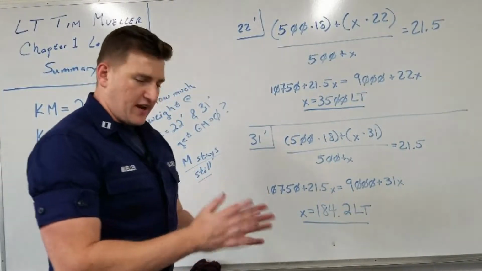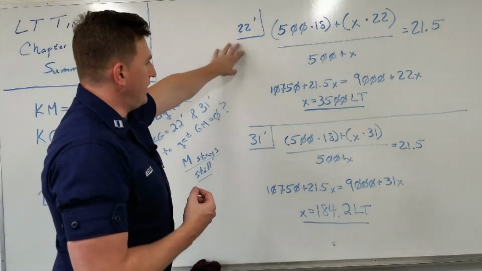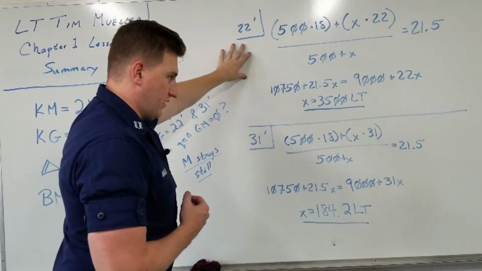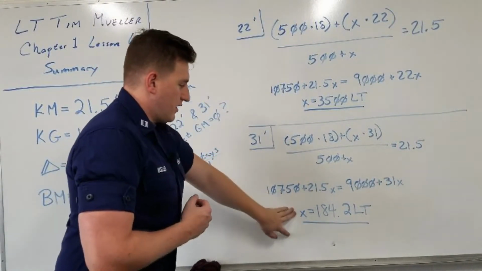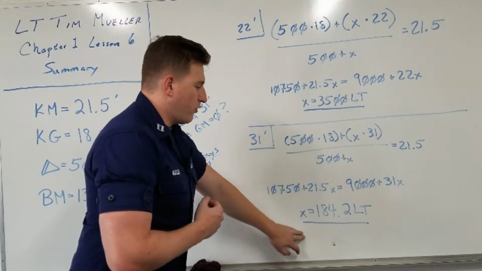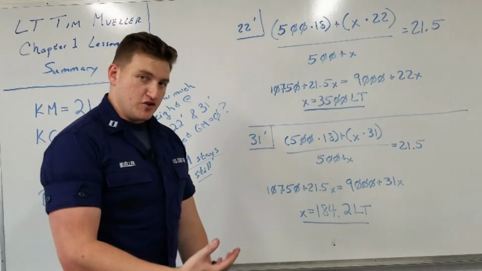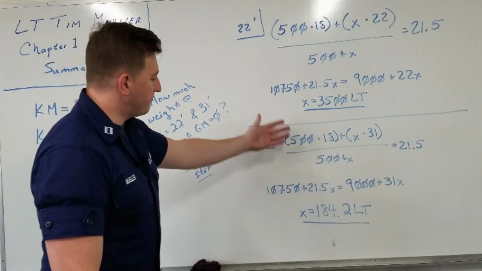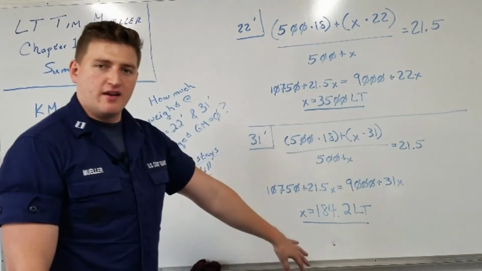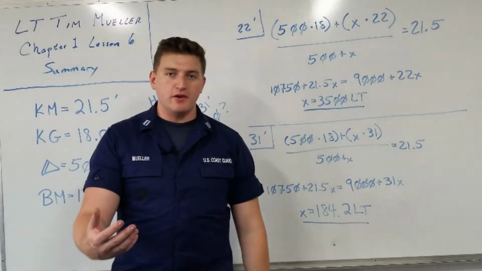Okay? Now let's comment on this answer. At 22 feet, we have 3,500 long tons. At 31 feet, we only need 184 long tons to achieve neutral stability. That's right around 5%, maybe, about 5% of what we needed at 22 just to achieve neutral stability.